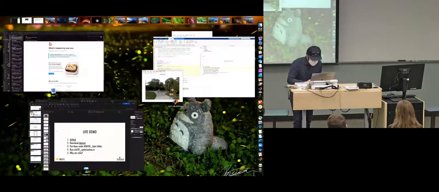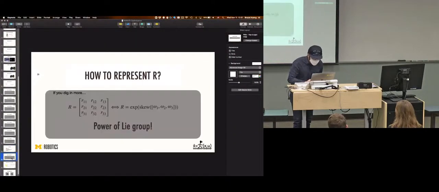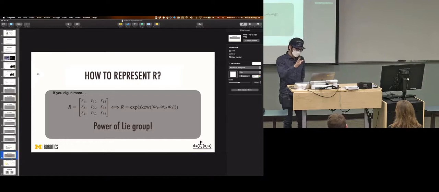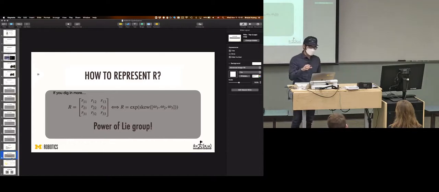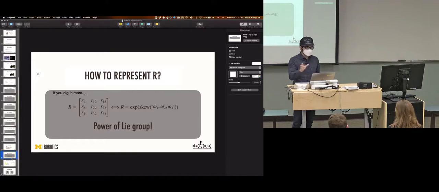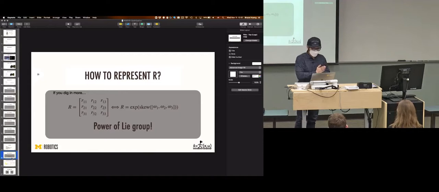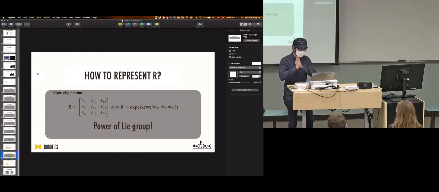All right. So is it the end of the story? I'm running out of time, but a few things to say. How could we represent R? If you dig into the code, you will see the way I represent the rotation matrix is not using the 9 elements that you learned, but only 3 elements, and then we take the skew, exponential map, whatever, and using the 3, we can output the 9 elements of the rotation matrix that you are familiar with. That's the power of Lie groups.